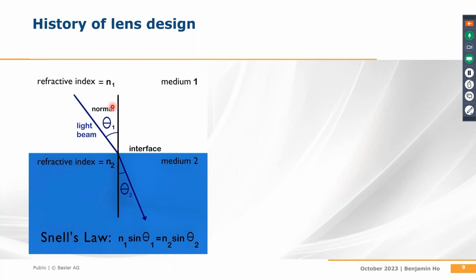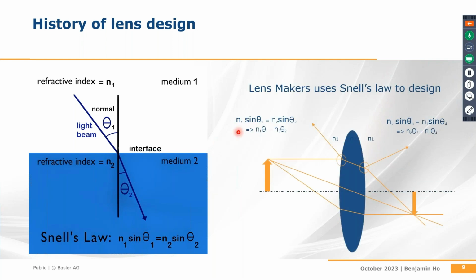Beta 1 is the angle of incidence. Beta 2 is the angle of refraction. But Snell's law introduced a trigonometric function. This is very tricky to calculate with sine beta. So sine beta was replaced by beta for a simpler calculation.